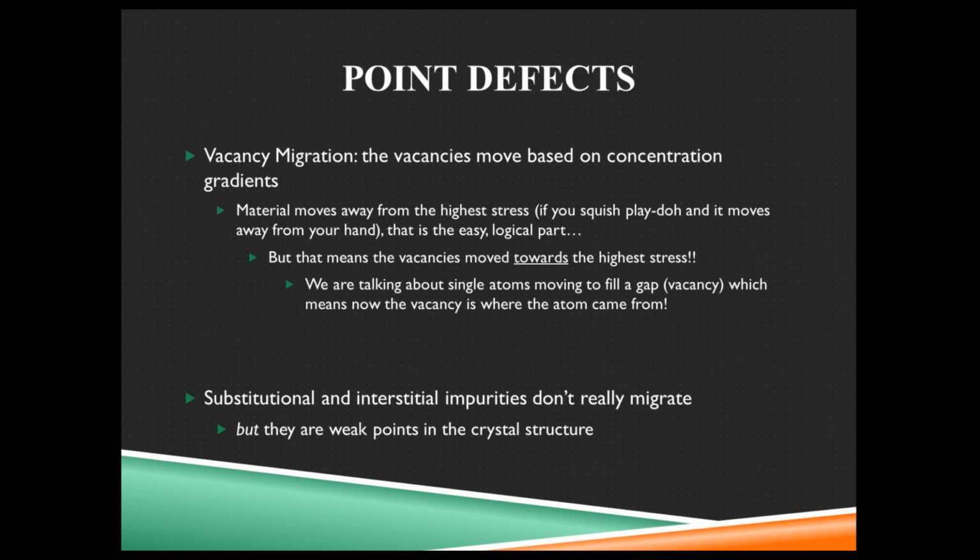The substitutional and interstitial impurities don't really migrate. The only way they possibly can is if they're moving to fill in a vacancy. And again, then it's the vacancy migrating in the opposite direction. But it's important to note that both the substitutional and interstitial impurities are weak points in the crystal structure. They're straining the bonds between each ion, between each atom.